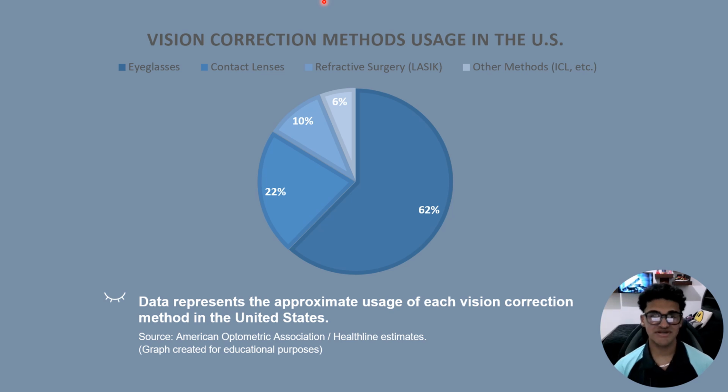Here we can see a pie chart showing how common each method is in the United States. Around 62% of people use eyeglasses, which makes sense since it's the most accessible and affordable solution. The 22% use contact lenses, often for personal comfort or aesthetic reasons. 10% go through refractive surgery, which can be life-changing but requires proper eligibility. And about 6% use other methods, such as implantable lenses or other treatments.